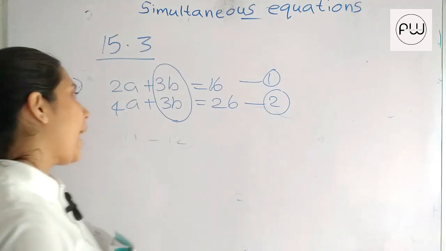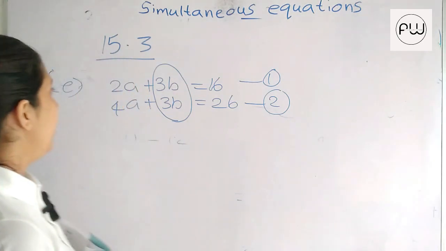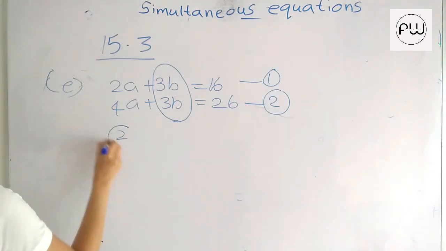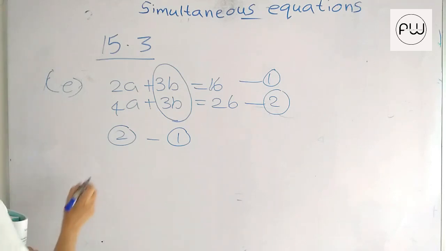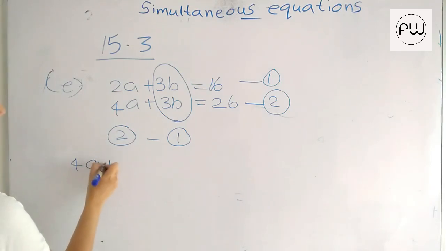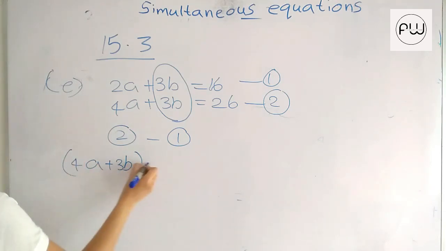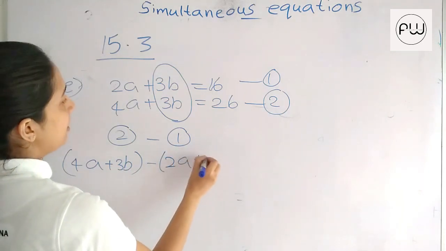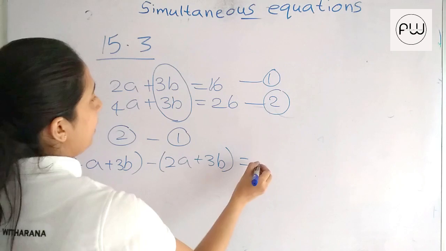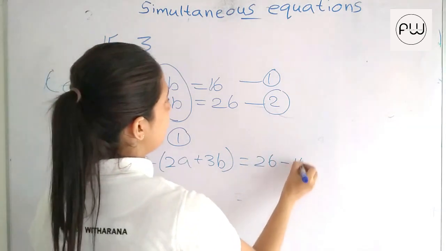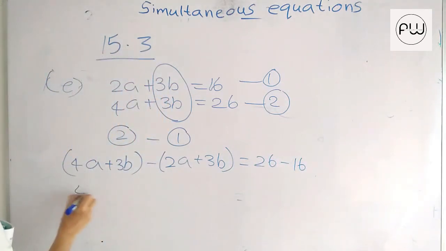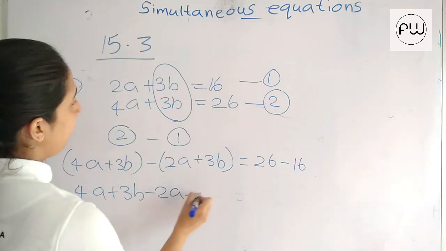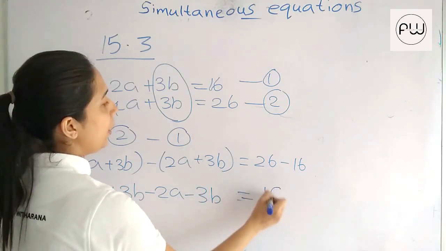Then we can subtract one equation from the other one. Here I am subtracting the first equation from the second one. The second equation is 4a plus 3b. We can subtract from it 2a plus 3b. Then 26 minus 16. Right. So let's simplify. 4a plus 3b minus 2a minus 3b equals 10.